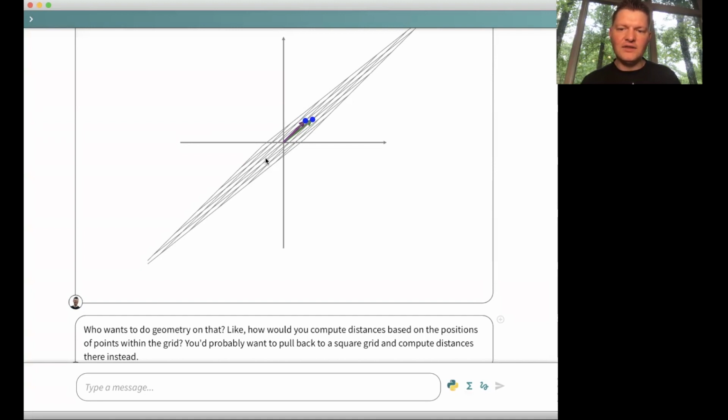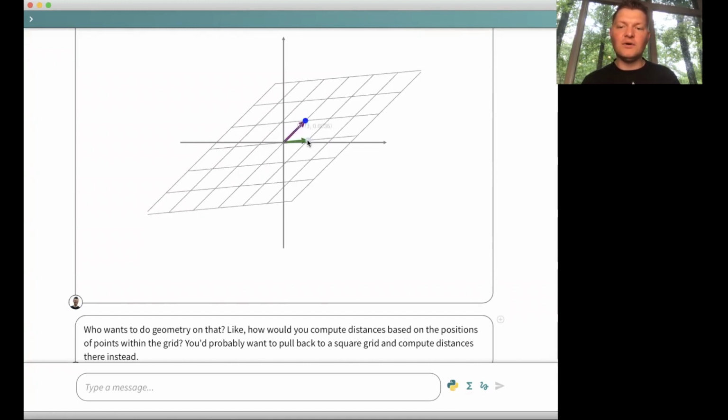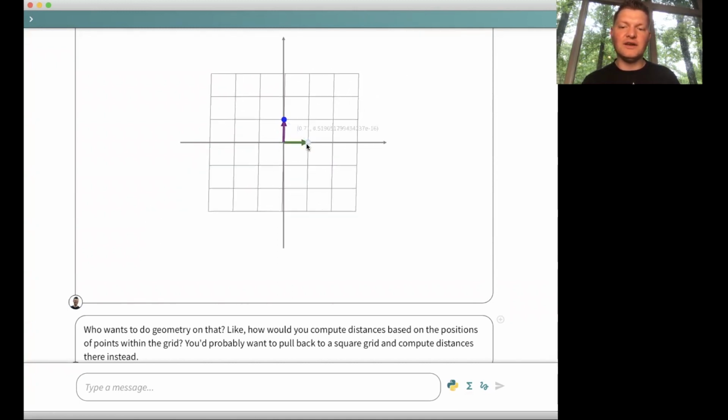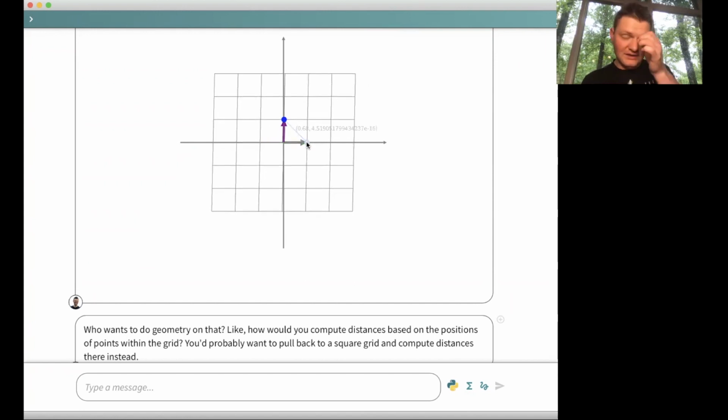And then here's another one. What's the distance? That seems like a nightmare. You'd really want to just figure out where they sit in the plane. In other words, you'd want to pull things back to a nice square grid like this one and compute distances there using the Pythagorean theorem.